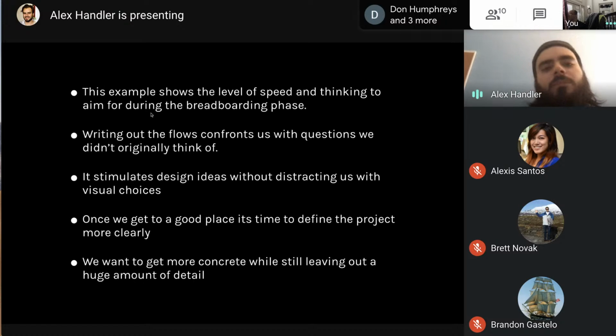So this example shows the level of speed and thinking to aim for during the breadboarding phase. Writing out the flows confronts us with questions we didn't originally think of. It stimulates design ideas without distracting us with visual choices. And once we get to a good place, it's time to define the project more clearly. Right? So we want to get more concrete while still leaving out a huge amount of detail.